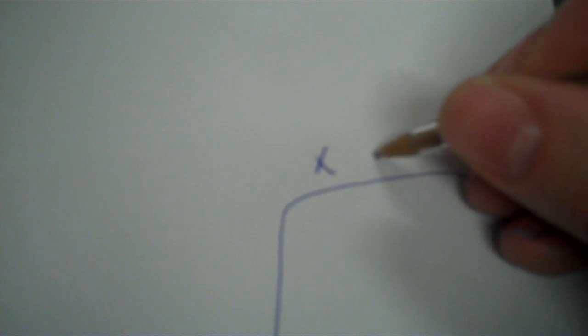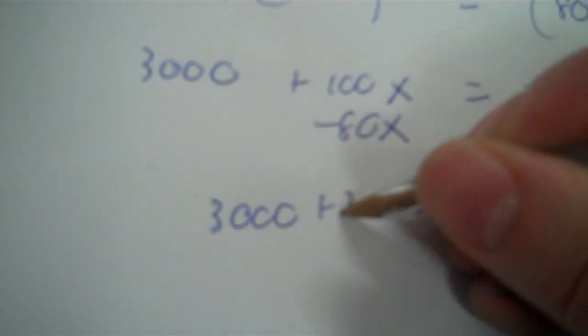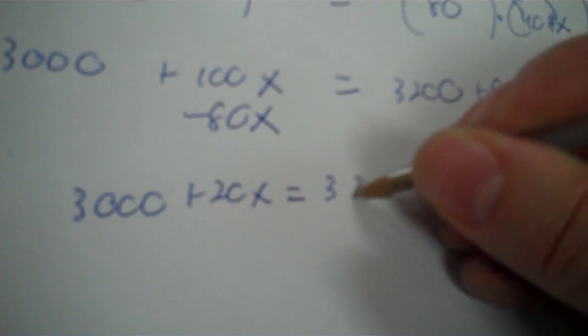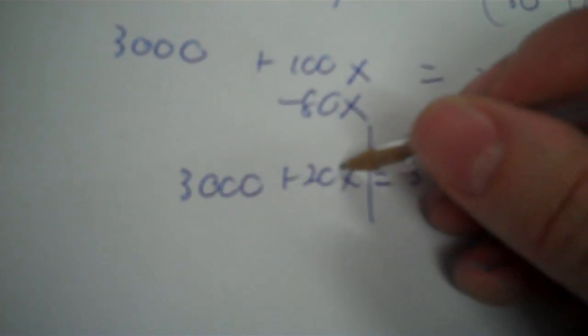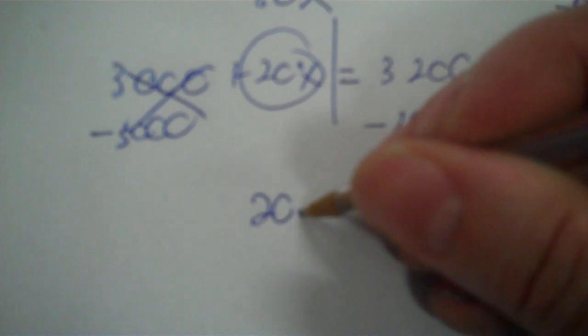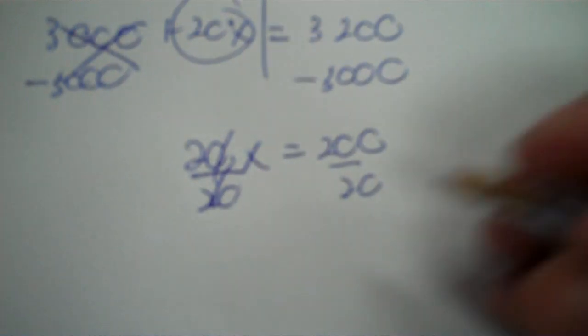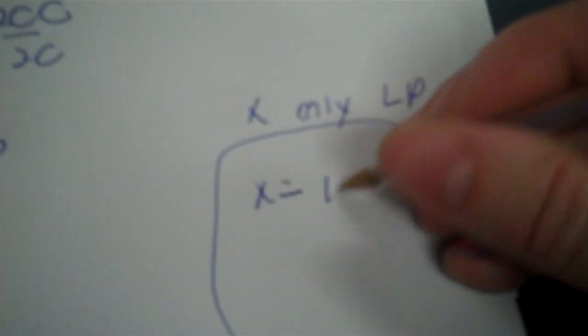I am x only, so I am using my linear properties. Smaller x, minus 80x. Now I have 3,000 plus 20x equals 3,200. Now, plus and times, you take out the plus. That's 200, so 20 times x equals 200. Then we divide by 20, and I get 10, so x equals 10. That's your answer, 10 serves.